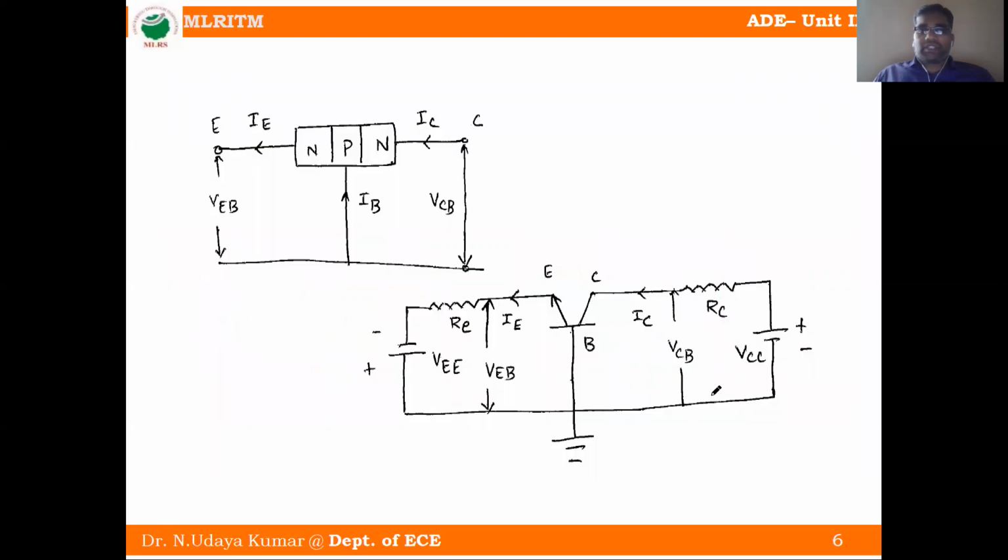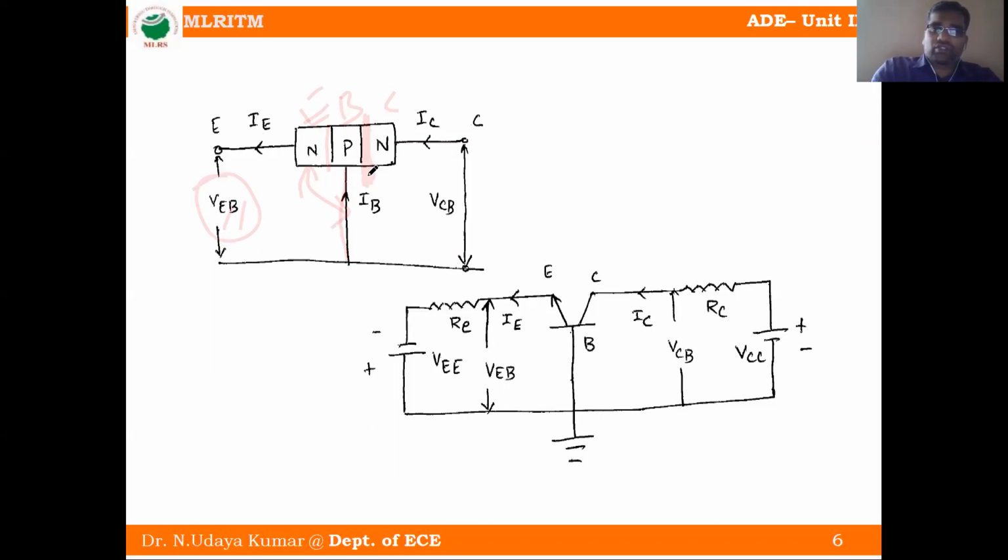See, this is an NPN transistor. This is the base. Two junctions are there: the emitter base junction and the base collector junction. How to measure the voltage here? This is VEB. VEB means the emitter base voltage, which is the junction voltage of the first junction. Here this one is the base collector junction.